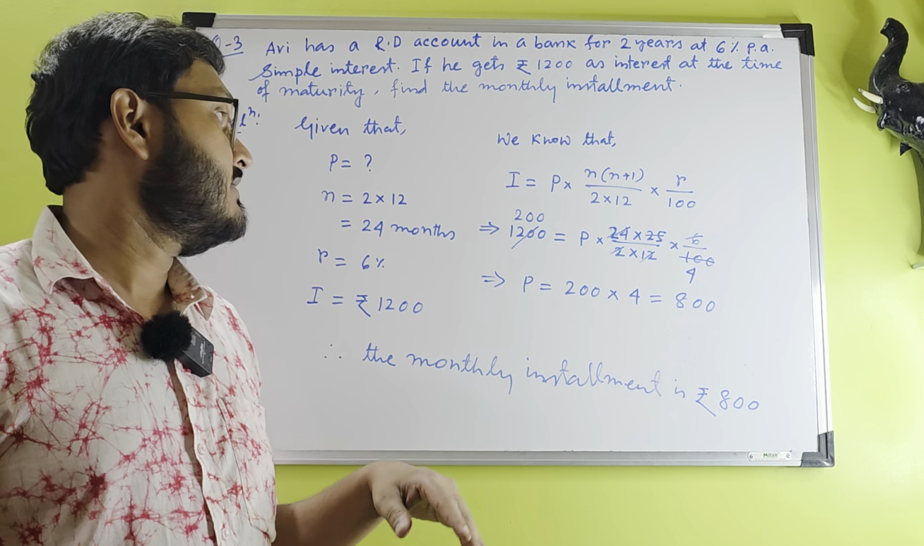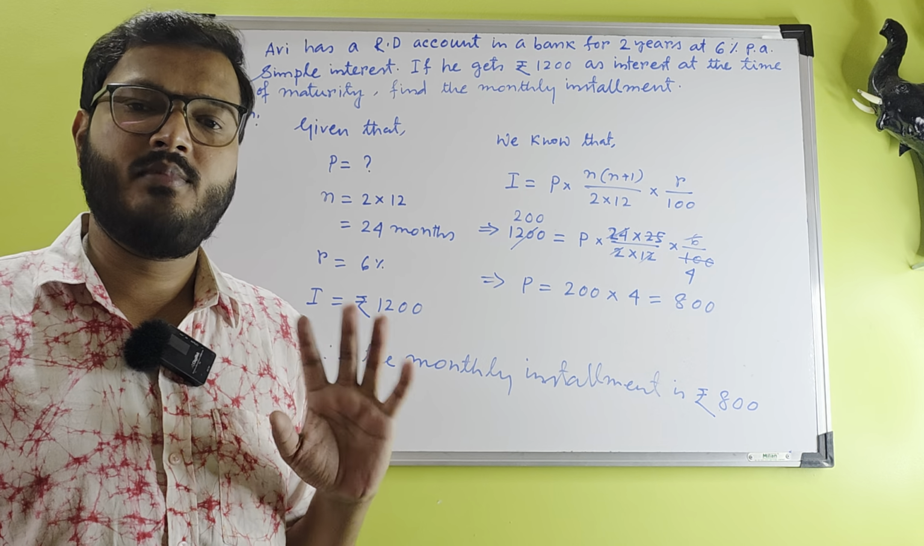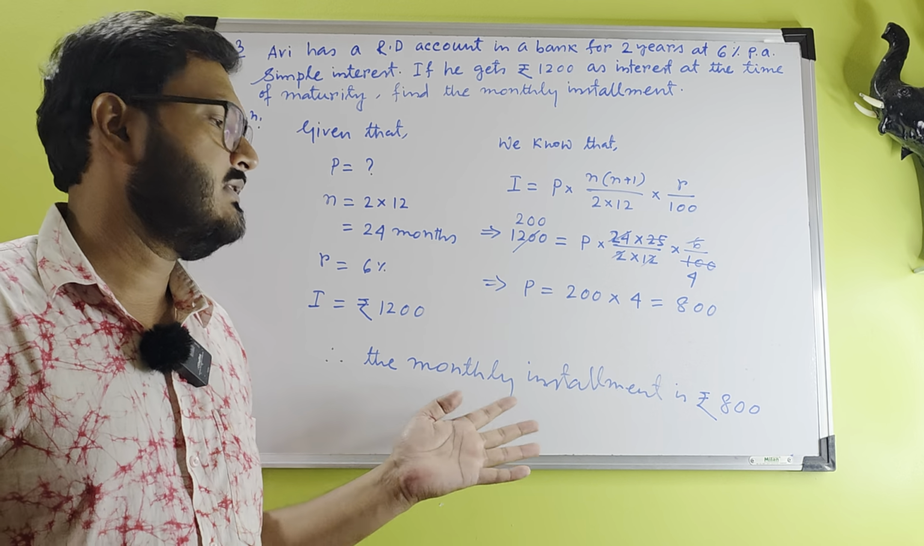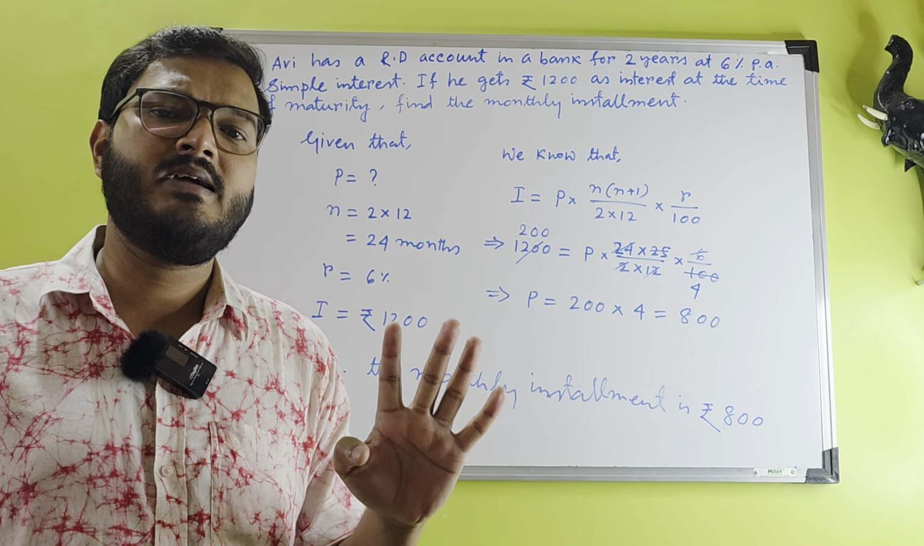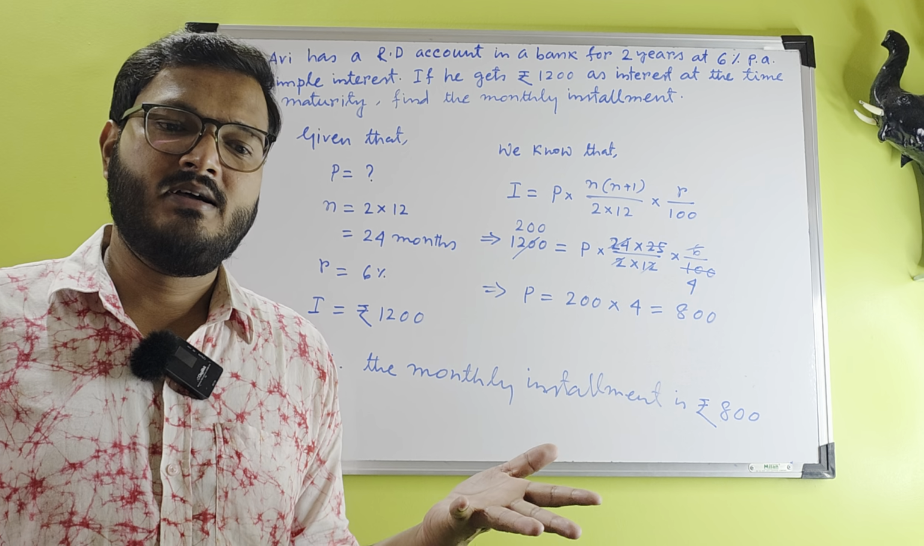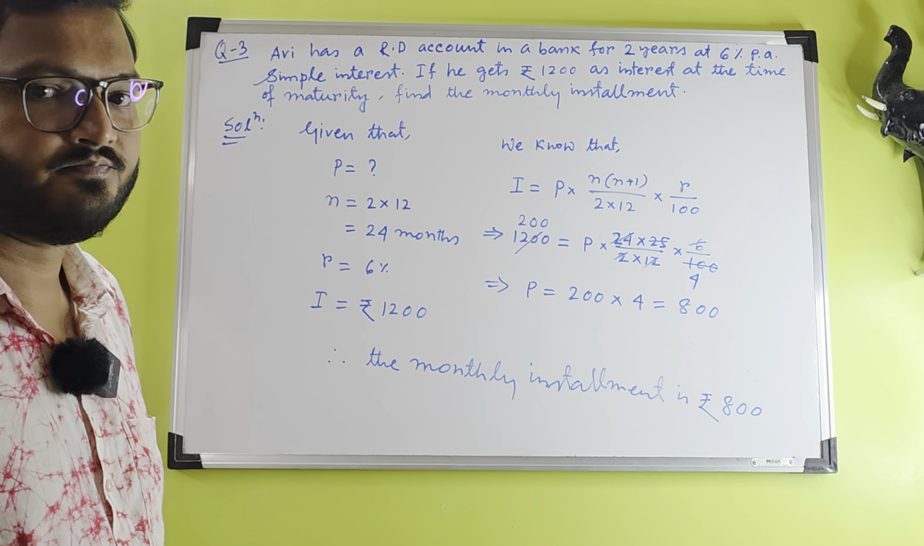Okay, in the next sum we'll find n. It is little bit tricky, but don't worry, we'll clear. So these four types of sums are there. Other sums are similar to this. Okay, so let's jump to the next sum.